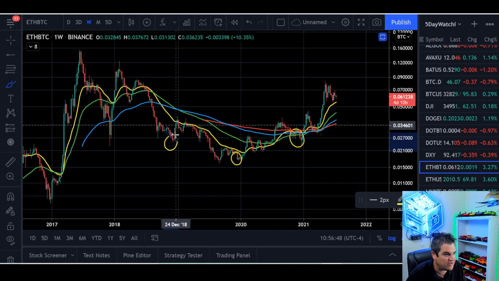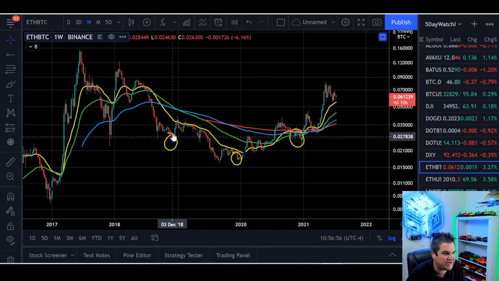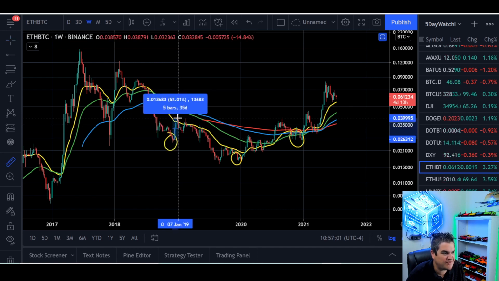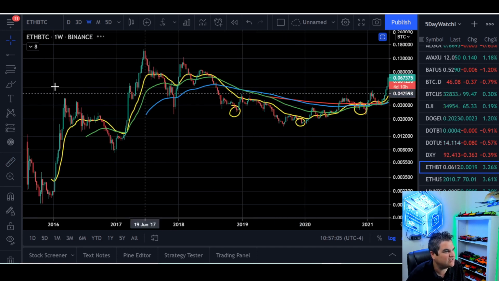Let's see that move. If I get the right tool out. So if you were to buy not even the bottom, just average in December here. That's still a 50% return on your money inside 30 days. Try getting that anywhere else.